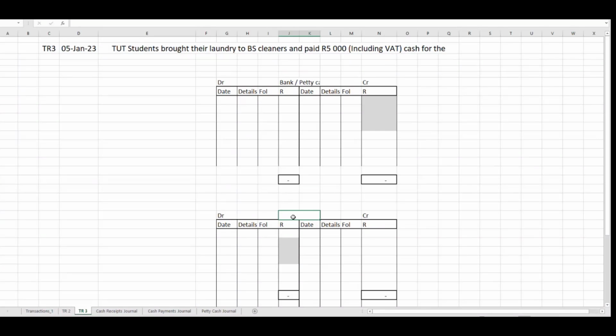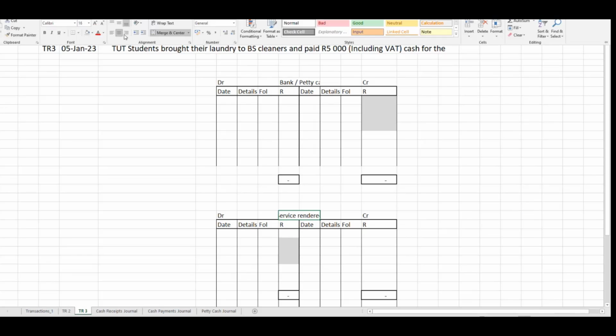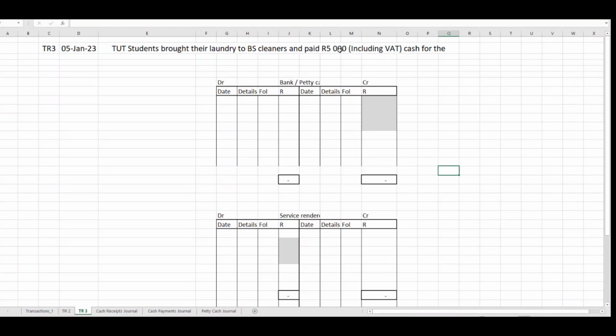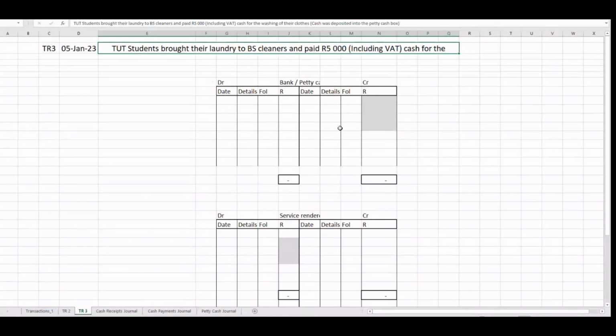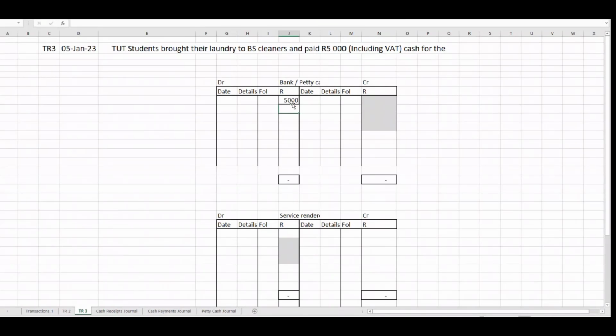The second one is services rendered, or cleaning services. They say 5,000 rands including VAT. So meaning, how much did we receive from these guys? We received 5,000 rands. So what is going to be debited is the 5,000 rands that we have received. But remember, these 5,000 rands include VAT inside. You can separate it, or you can put it as 5,000 rands.